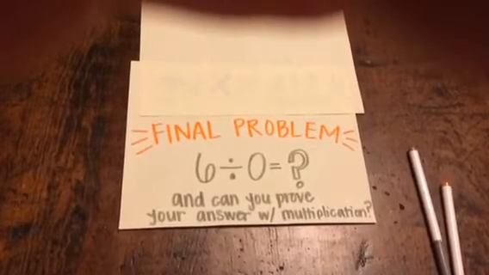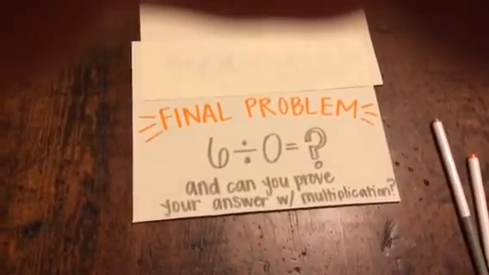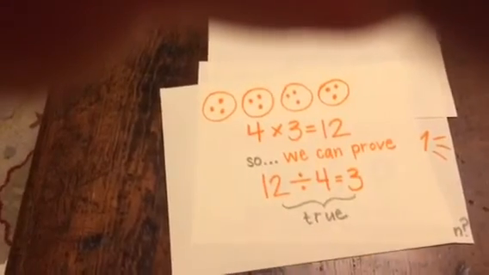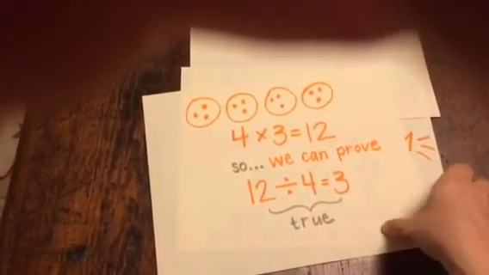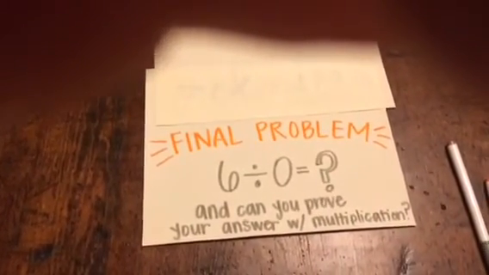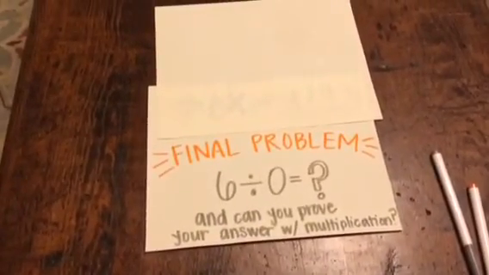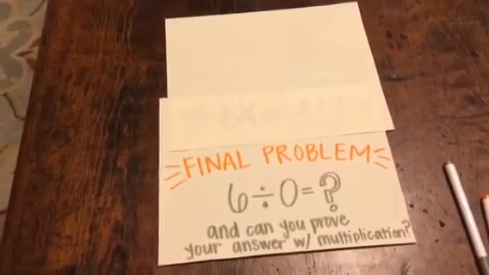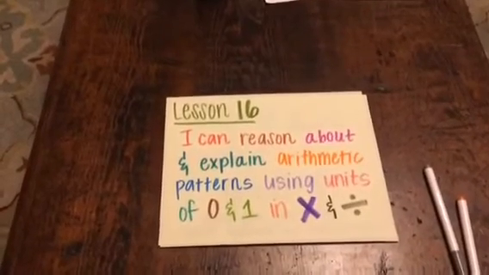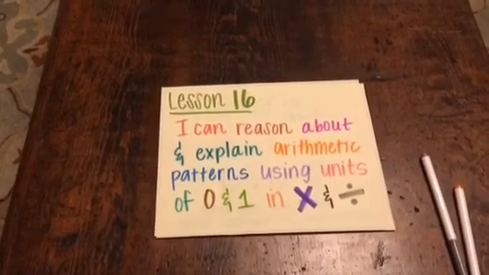So we showed here how we proved our answers, for example, 12 divided by 4 equals 3, and we could prove that to also say that 4 times 3 equals 12. Can you show me this answer and also prove it with multiplication? Show me your thinking. All right, that was lesson 16, and great job. We have successfully reasoned about and explained arithmetic patterns using units of 0 and 1 in both multiplication and division.